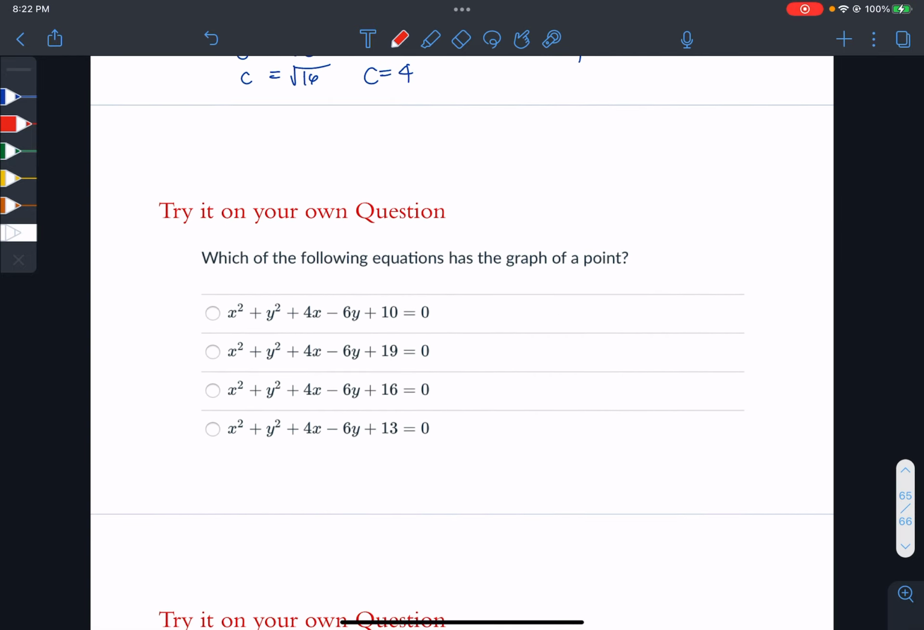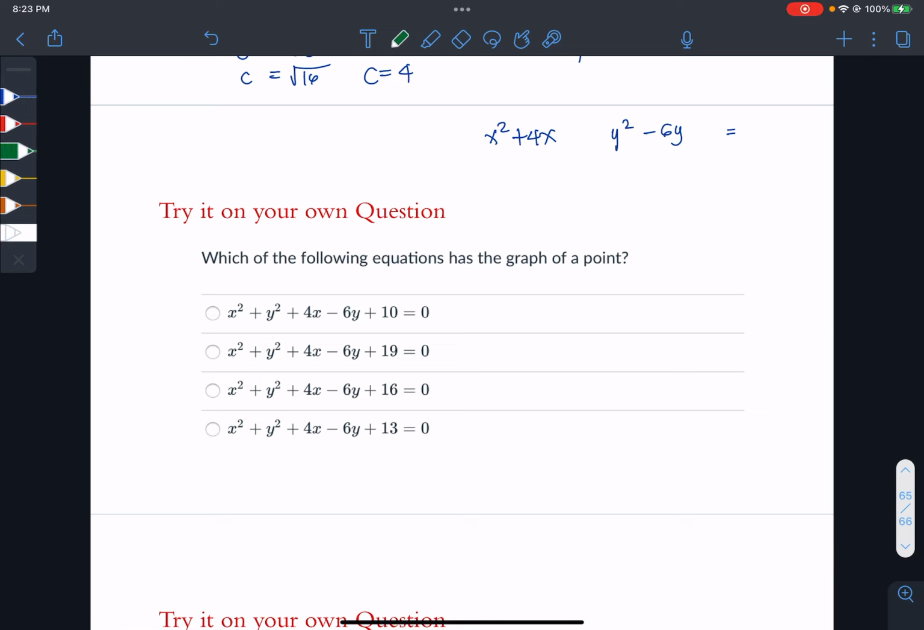Which of the following equations has the graph of a point? So mag-completing the square tayo, no? Reference pa mo. So nagkaiba lang sila dun sa dulo. So we can look at that one as x squared plus 4x. Tapos yung isa will be y squared minus 6y. So nagkaiba lang sila dun sa dulo, no? So mauna tayo dun sa 10.